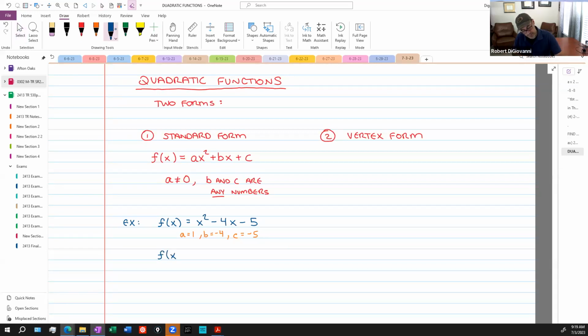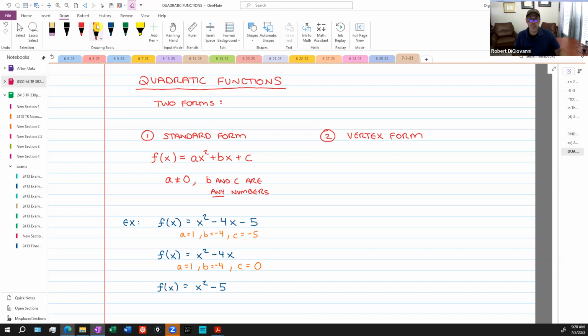Let me give you another example. How about this? That's still a quadratic function in standard form, except now a is 1, b is negative 4, and c, since we don't have a constant by itself, is really there. It's like a plus 0 here, but we wouldn't write that. So that's why c is 0 there. Here's another example. f of x equals x squared minus 5.